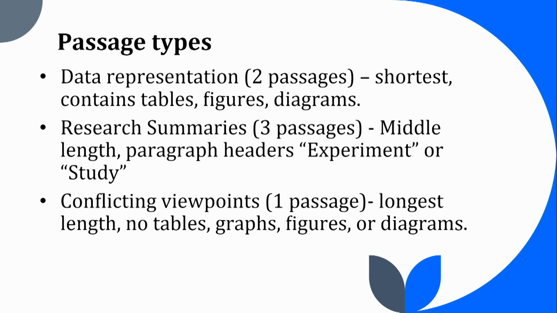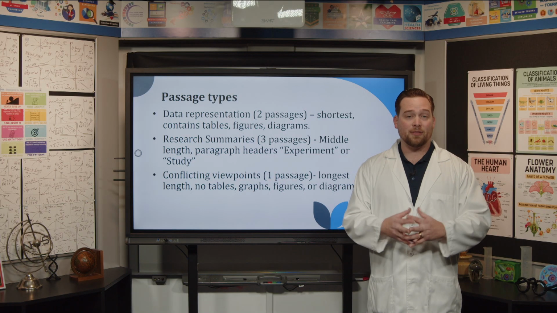Another type of passage you'll see on the science portion of the ACT is something known as a research summary, and half of the 6 passages will always be of this type. These are middle length, so they're not as short as the data representation, but they're not as long as the conflicting viewpoints. And a really easy way to identify these is that the paragraph headers will often say experiment 1, experiment 2, or study 1, study 2. Because these passages are research summaries, their job is to summarize research. And a lot of times summarizing research is talking about the specific experiments that were done in that research, okay?